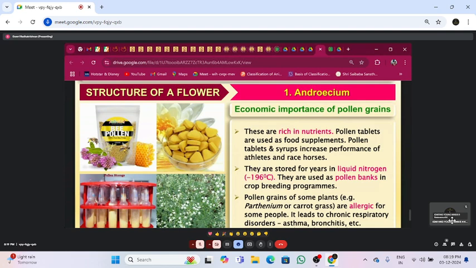Pollen is frozen and then used for tablets and in food supplements. Pollen tablets and syrups increase the performance of athletes and race horses. Pollen grains are stored for years in liquid nitrogen, that is minus 196 degrees Celsius. They are used as pollen banks for crop breeding programs.